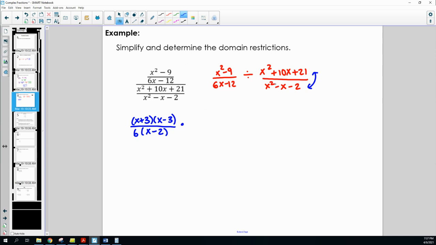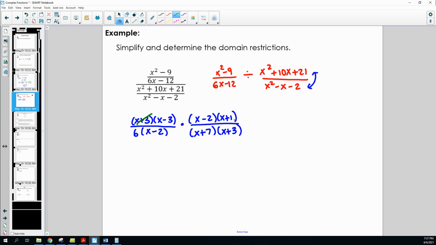So my numerator will now be x squared minus x minus 2. And if I factor that, I'm going to get x minus 2, x plus 1. And then my denominator will now be x squared plus 10x plus 21, which would be x plus 7 and x plus 3. So once I have everything factored out, I can go ahead and try to cancel things out.